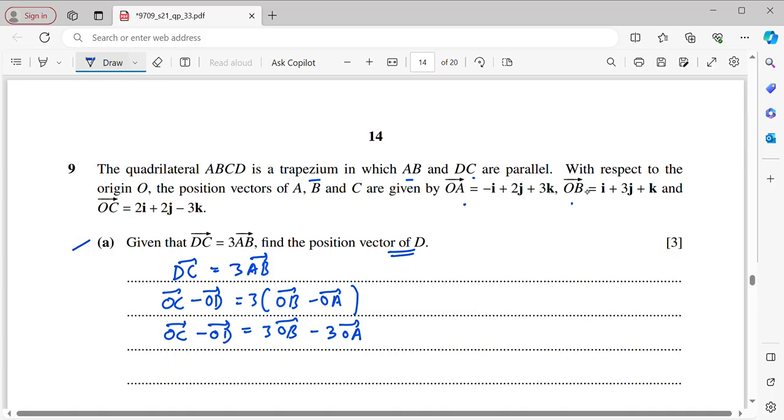And now I need to get my OD as the subject, which means OD moves to the right side and the rest move to the left side. And then when I write my OD first, it will be OC minus 3OB plus 3OA.